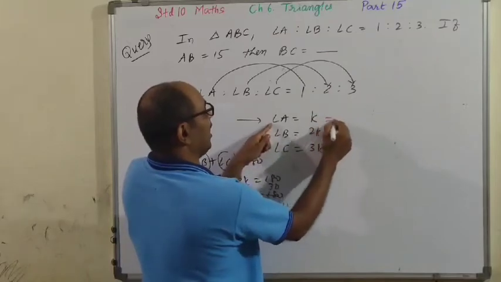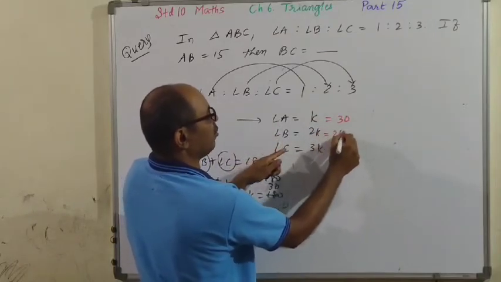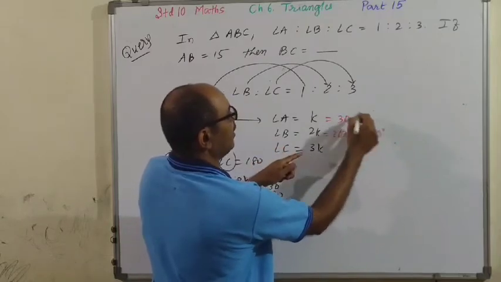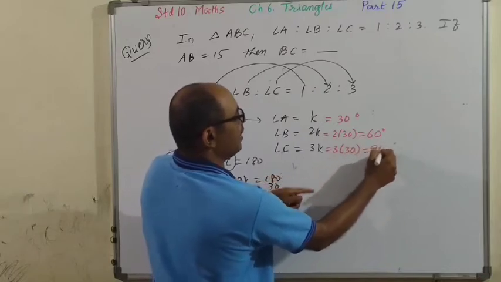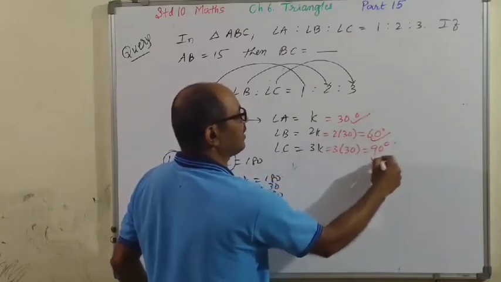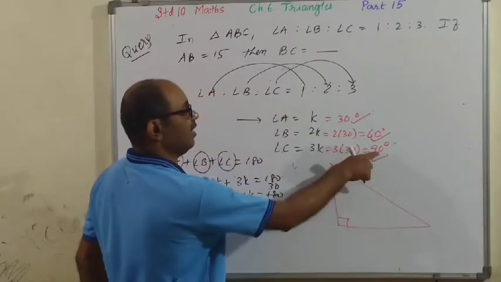If K is equal to 30, angle A is 30. Angle B is 2 into 30, that is 60 degrees. And angle C is 3 into 30, so that is 90 degrees. Oh, 30, 60, 90. So it's a right triangle. Which is the right angle? C.